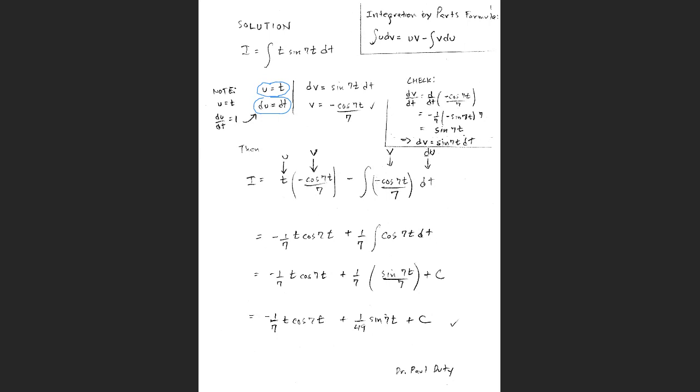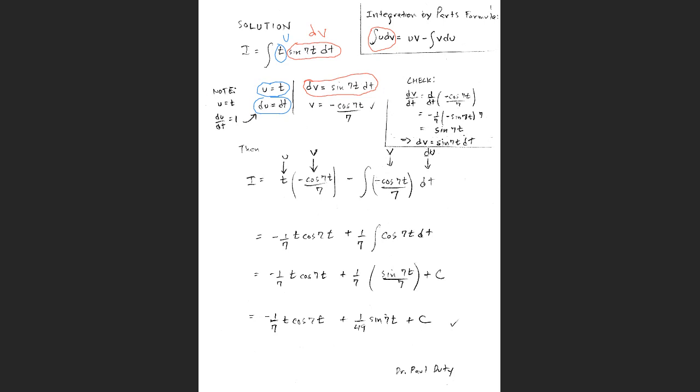So, let me just use my highlighter up here. u equals t, and dv is sine of 7t dt. So this here, the sine of 7t dt, is my dv. Okay, so that corresponds now to the left portion of the integration by parts formula.